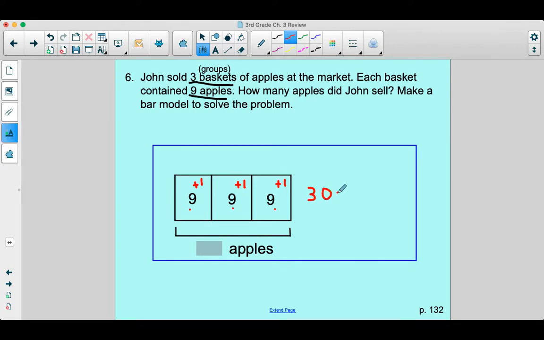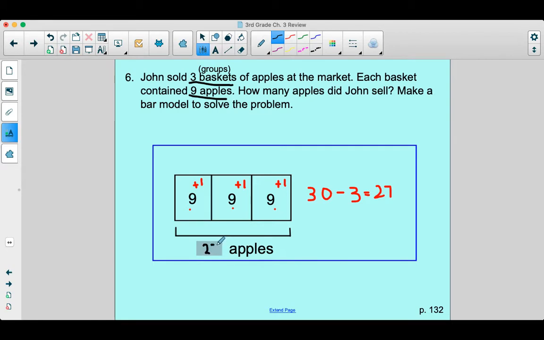Minus 1, 2, 3 extras. So I know 30 minus 3 is 27. Now, you might have done something like that too, or maybe you even thought, okay, well, I can actually count by 9. So you said 9, 18, 27. Either way, it's 27 apples.